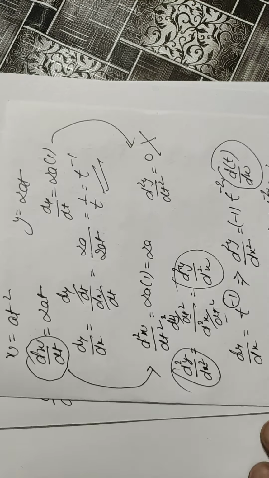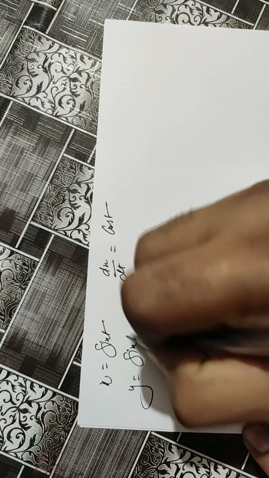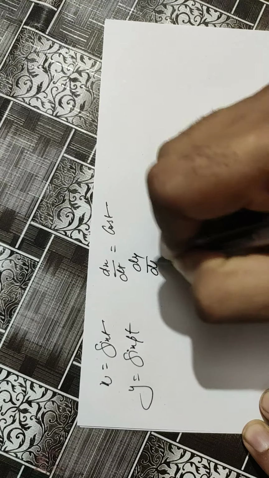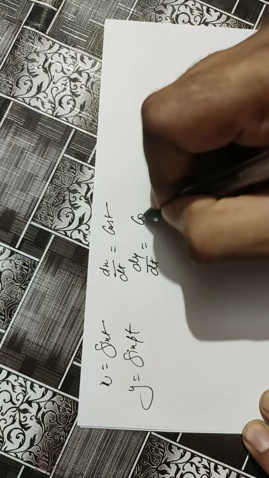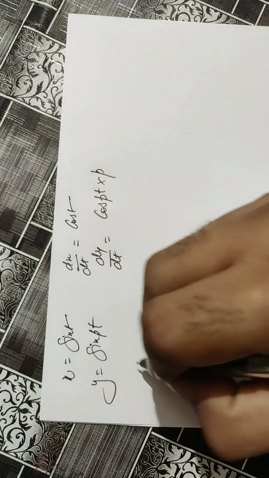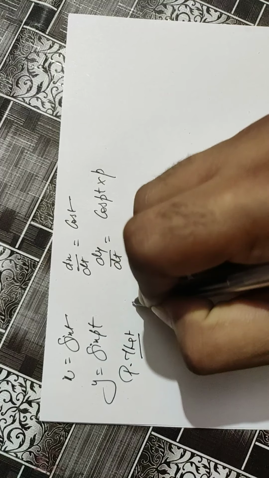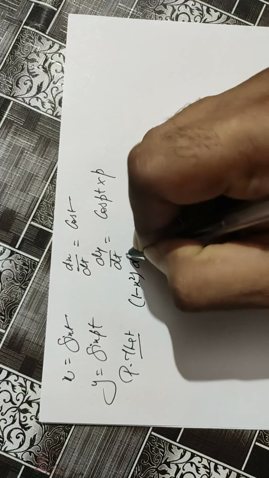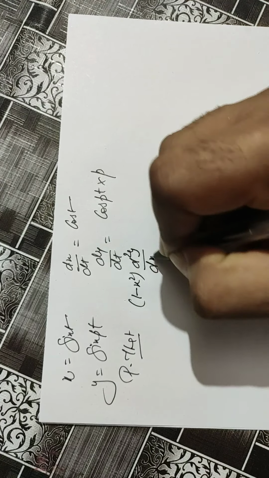One more example we are taking here, of a proof. Suppose the value of x is given by sine t, so dx by dt becomes cos t, and the value of y is given by sine pt. So the value of dy by dt becomes the differentiation of sine, which is cos, with the differentiation of the angle. Here we have to prove that 1 minus x square multiplied with the second differentiation, minus x with the first differentiation, plus p square y, should be equal to 0.